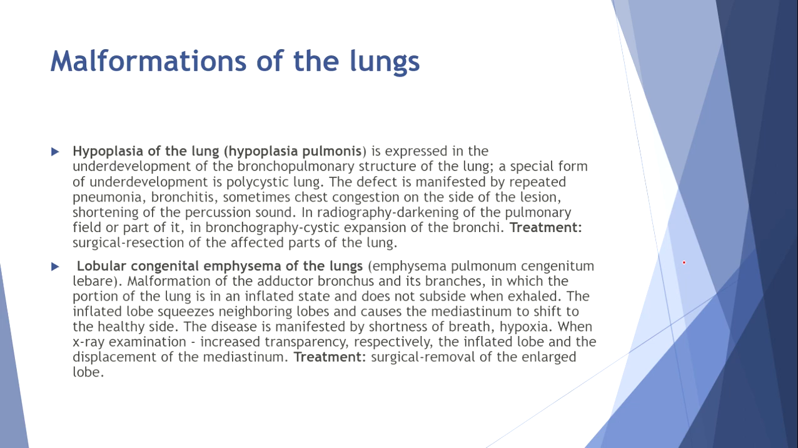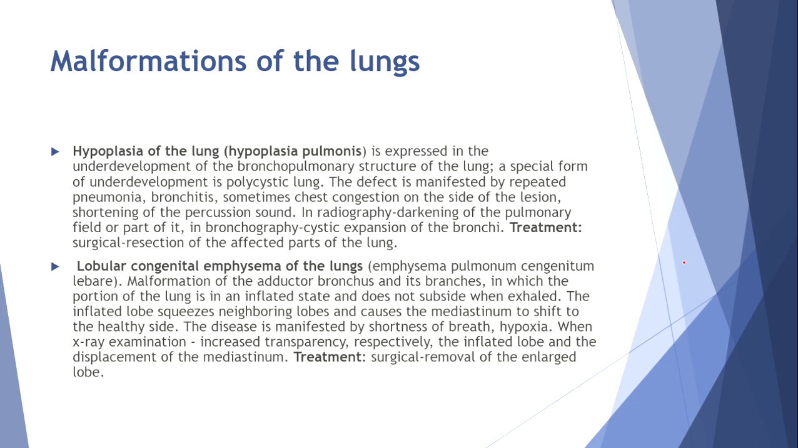Malformations of the lungs. Hypoplasia of the lung is expressed in the underdevelopment of the bronchopulmonary structure of the lung. A special form of underdevelopment is polycystic lung. The defect is manifested by repeated pneumonia, bronchitis, sometimes chest congestion over the site of the lesion, shortening of the percussion sound, in radiography darkening of the pulmonary field or part of it, in bronchography cystic expansion of the bronchi. Treatment: surgical resection of the affected parts of the lung.